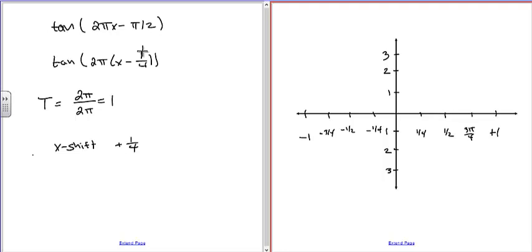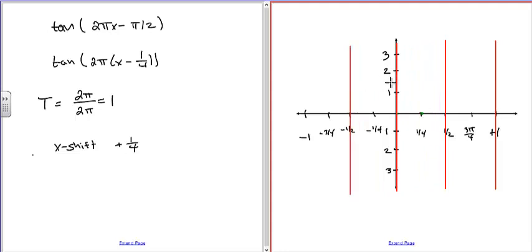But remember, if I plug in x equals 0 here, without this shift, let's take this into account first. So without the x shift, we'd have the origin here. But what's going to happen is we're going to shift everything a quarter of a unit, including the vertical asymptotes. So the standard vertical asymptotes would be here and here without the x shift. So now they're going to move a quarter of a period in the same direction. And the vertical asymptotes are spaced half a period apart. So those are the vertical asymptotes.